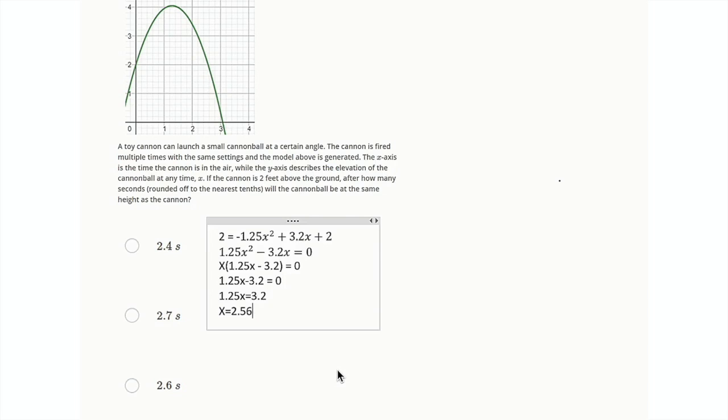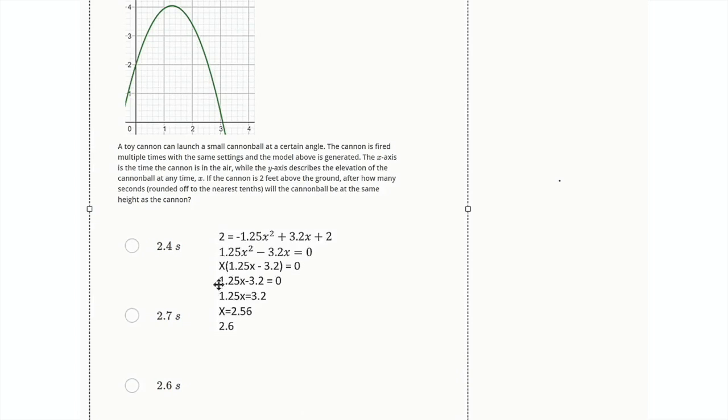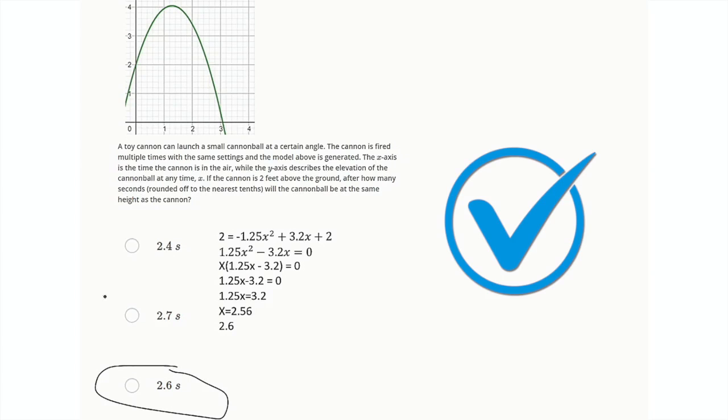Okay, 2.56. Now, if we're rounding to the nearest tenth, tenth is this place here, right? So the 5 is either going to round up or round down. We go one place to the right. 6 is greater than 5. So that means we're going to round up. So 2.56 will round up to 2.6. So our answer is going to be this one, 2.6 seconds. And that we can circle, 2.6 seconds.